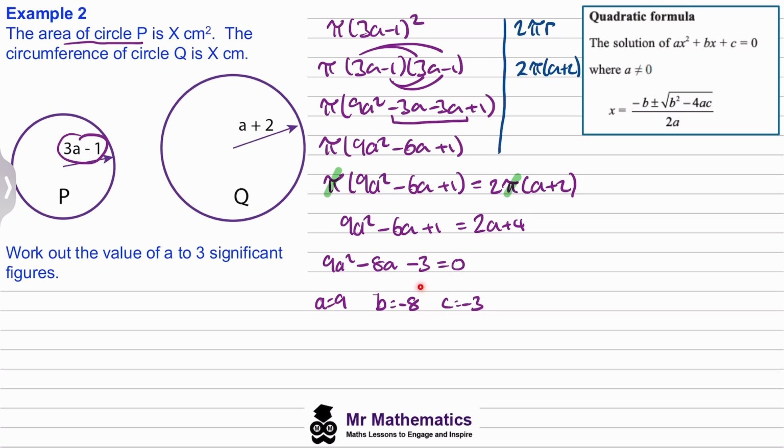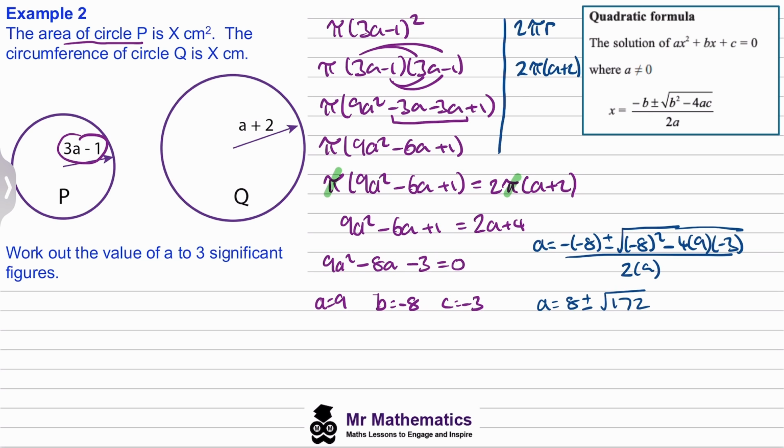Now we can substitute these values into our formula. So a will equal minus b plus or minus the square root of b squared minus 4 times a times c, divided by 2 lots of a. We can tidy this up. So a will equal 8 plus or minus the square root of 172, over 18.